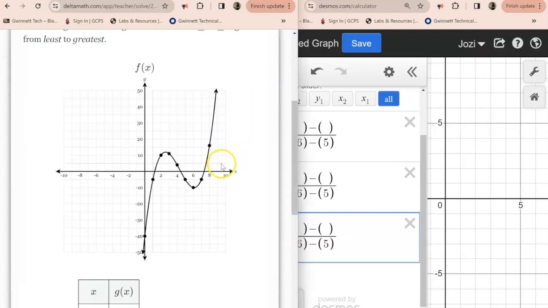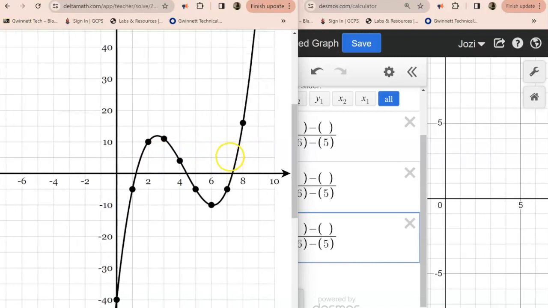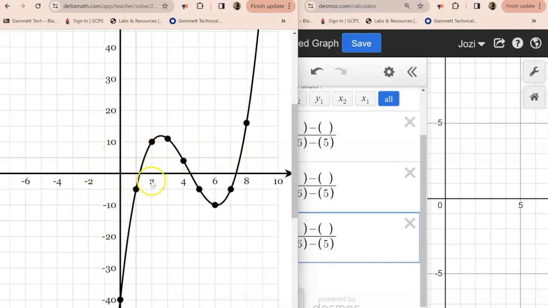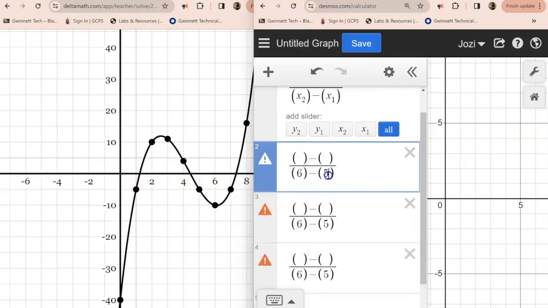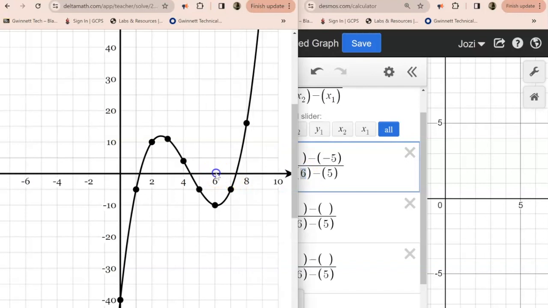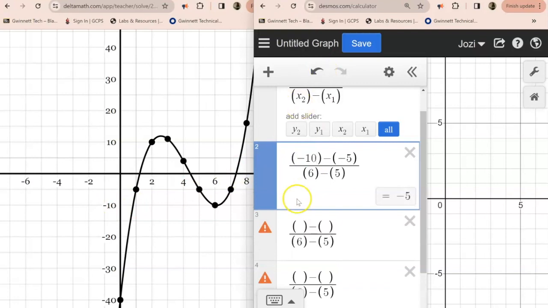Find the average rate of change from 5 to 6. From a graph, how do I do that? I go find the number 5. You have to look at how it's counted. Here's the number 5, and what is the graph at 5? I go to the graph and over to the y-axis. It's this point right here. How is this being counted? This is going 5, 10, 15, 20, so it's going negative 5, negative 10, negative 15. At 5, I'm at negative 5. So 5 goes with negative 5. Then I look for 6. 6 on the x, go to the graph, negative 10. So 6 goes with negative 10. That's my first one.